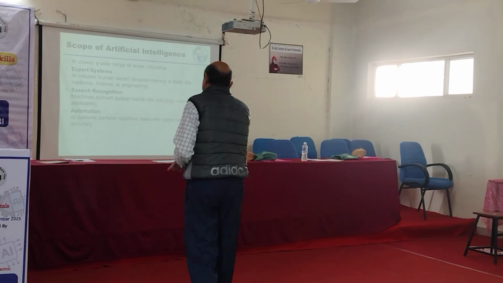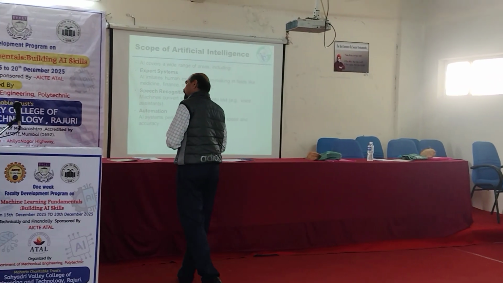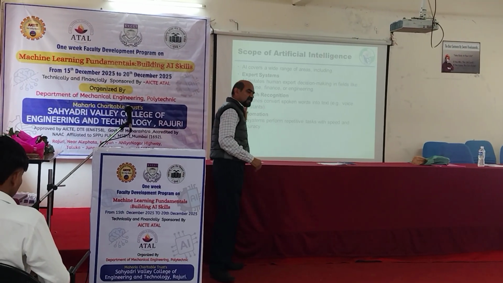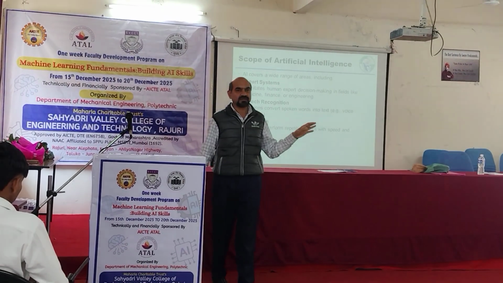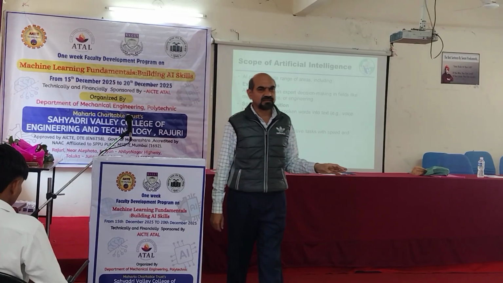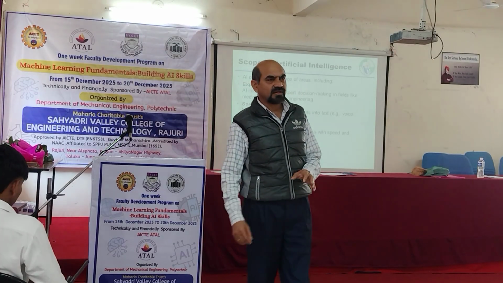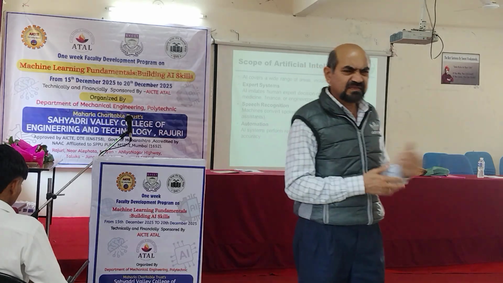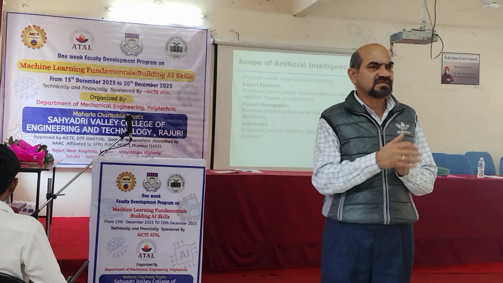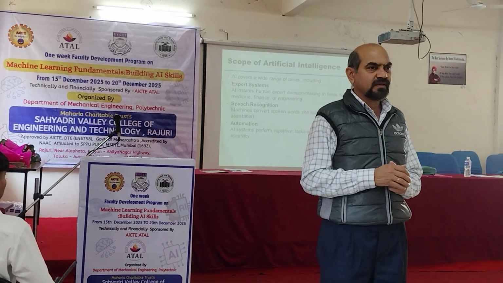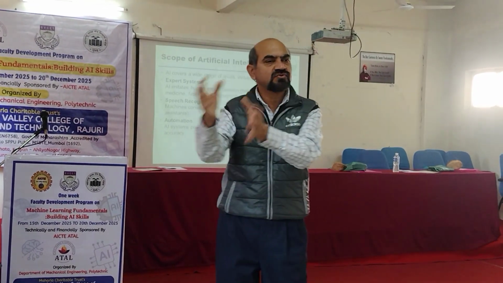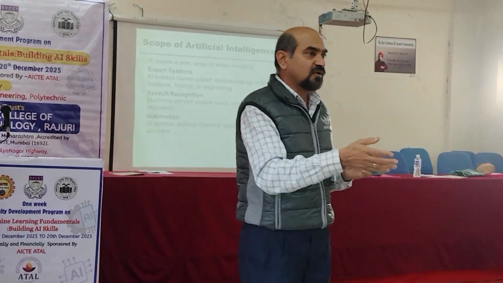Next, expert systems imitate human expert decision making in fields like medicine, finance, and engineering. We can apply them everywhere: in medicine, development of vaccines, development of medicine tablets, anything. There is an automated system. Expert system means it is based on knowledge. We give the first knowledge to the system, and based upon that knowledge, it will work.